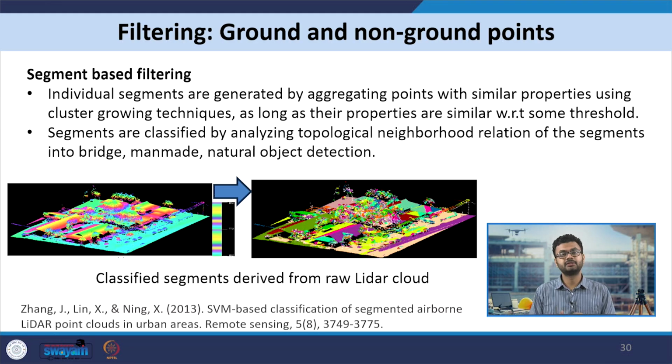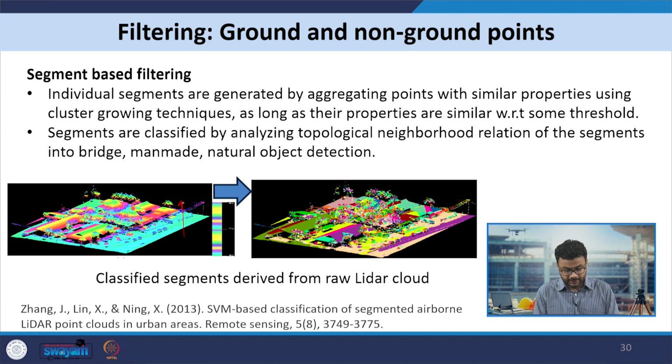Then segment-based filtering algorithms were proposed, in which individual segments are generated by aggregating points with similar properties using cluster growing techniques. As long as the properties of the segments are similar within some threshold, that segment or cluster keeps on growing. These segments are then classified by analyzing their topological neighborhood relationships with other segments into bridges, man-made objects, natural objects, or ground. This image here shows first of all the raw point cloud, which shows elevation of different points.